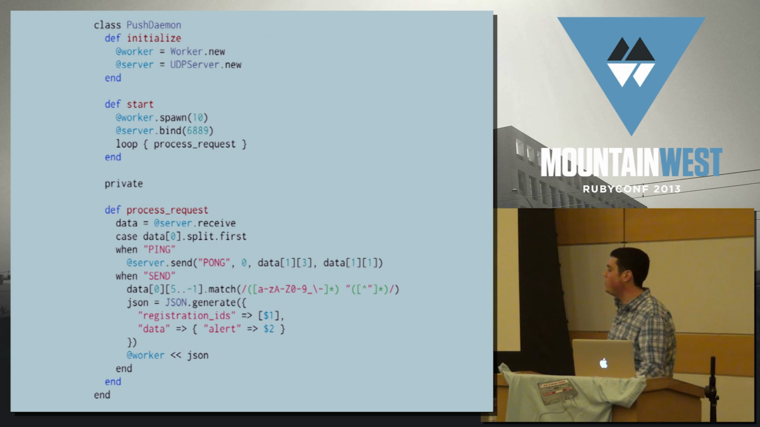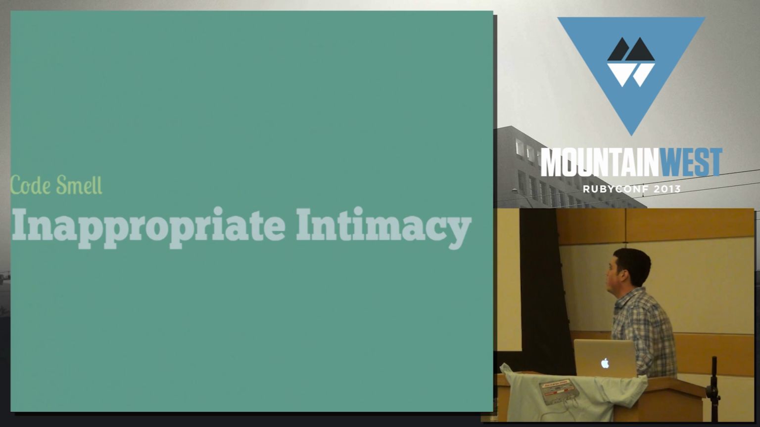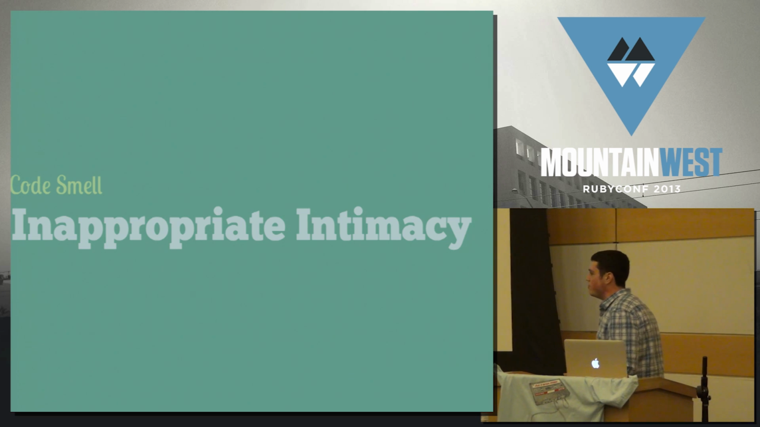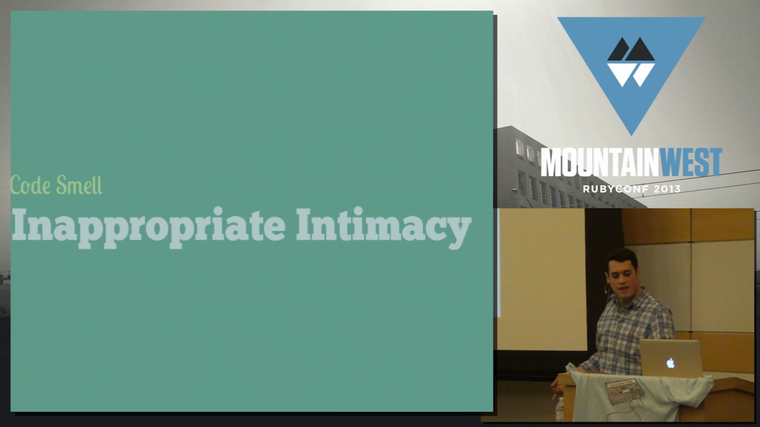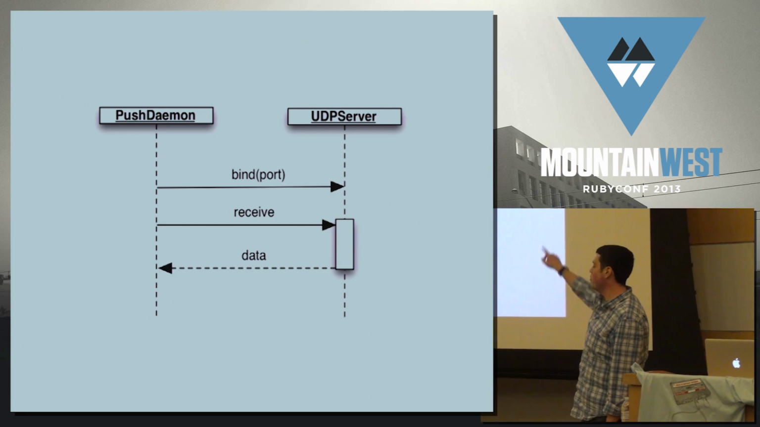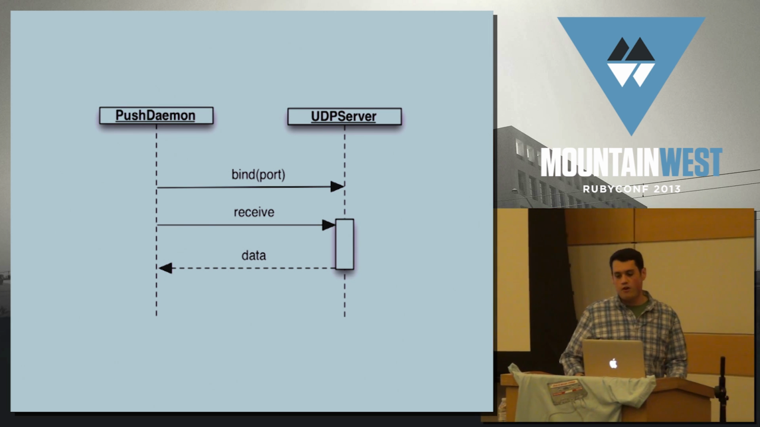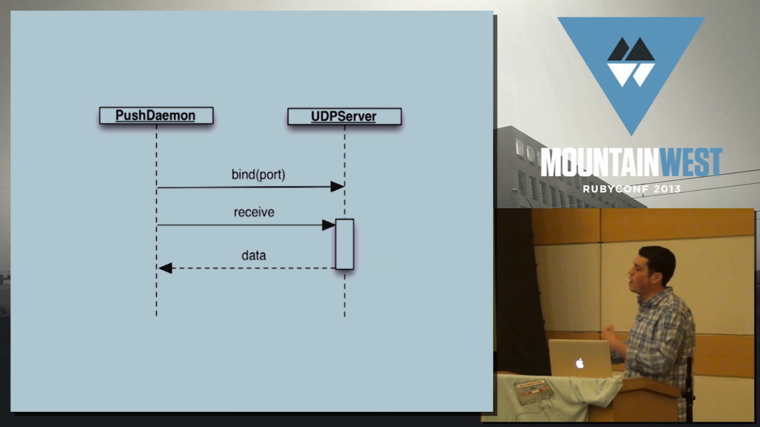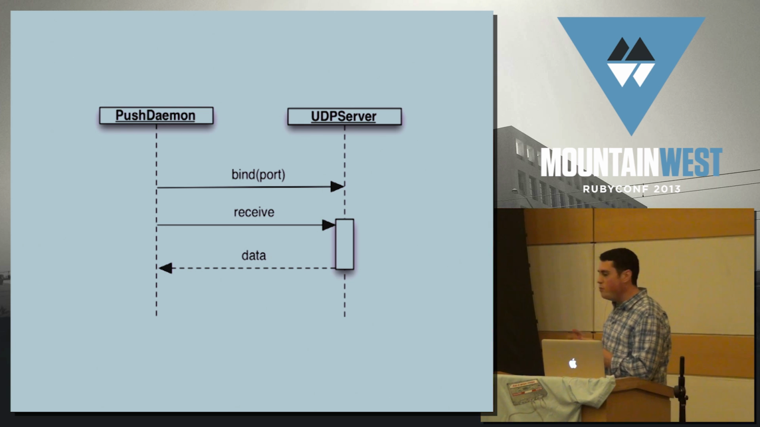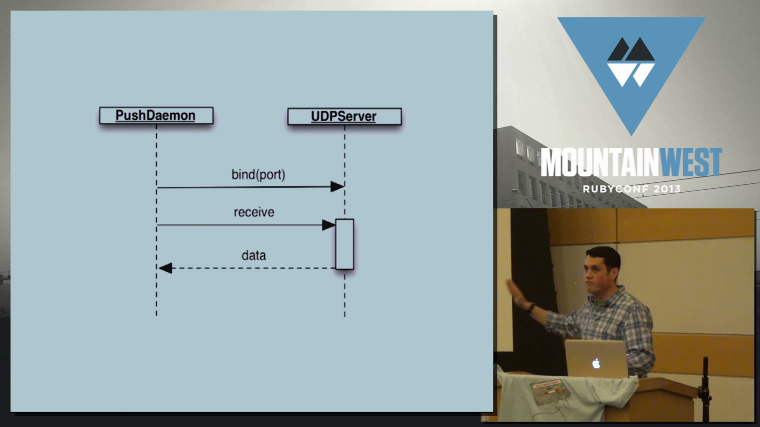We could guess that, but these details are leaking out of the UDP server. This is an example of inappropriate intimacy. We are inappropriately intimate with the internals of UDP server. Part of the reason is, in this sequence diagram, we're telling it to bind to a port, and then we're polling it to receive data. So we're constantly asking UDP server, do you have new data yet? Blocking, it comes back, it has data. UDP server can't really do much on its own without the push daemon being its puppeteer.